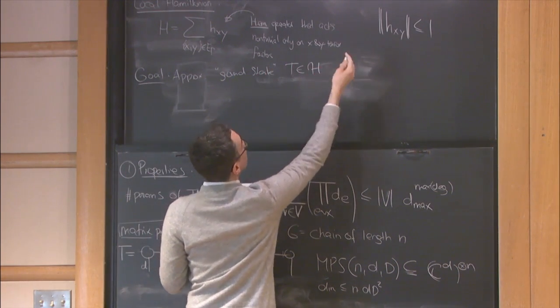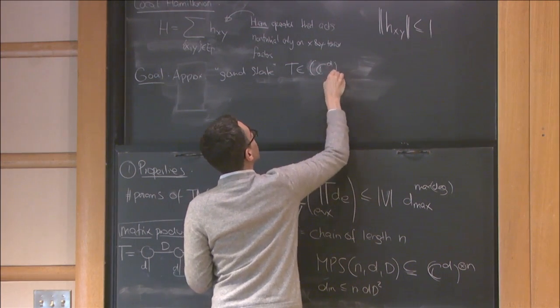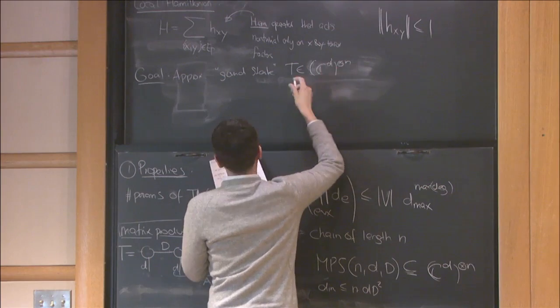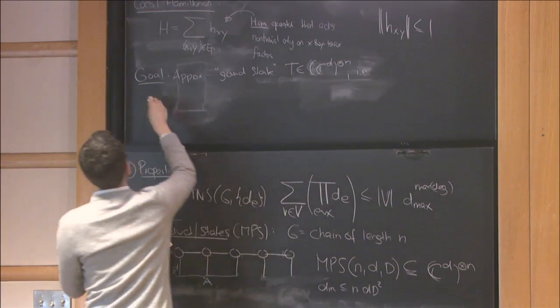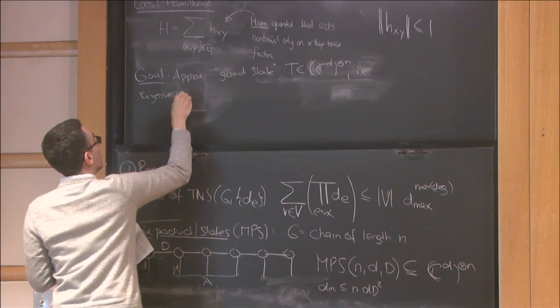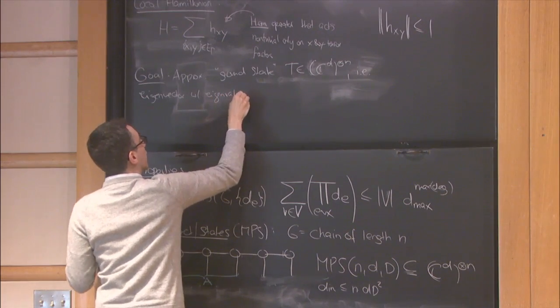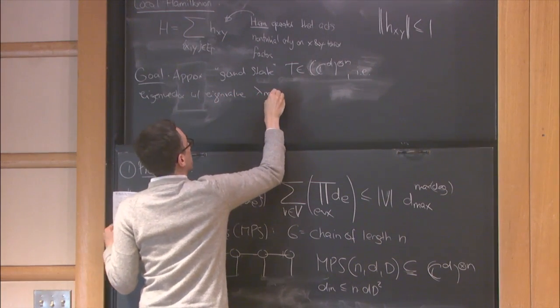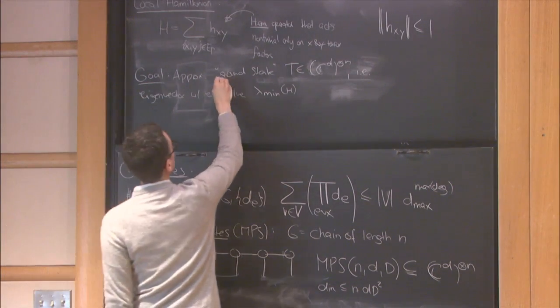Sorry, I guess I didn't give this vector space a name, so it's C^d tensor n. So this is the eigenvector with eigenvalue lambda min of h. Okay, so that's by definition what a ground state is.